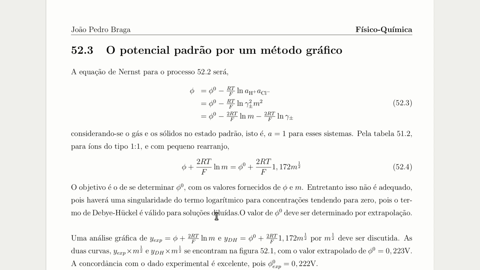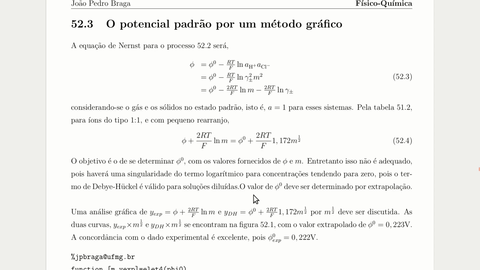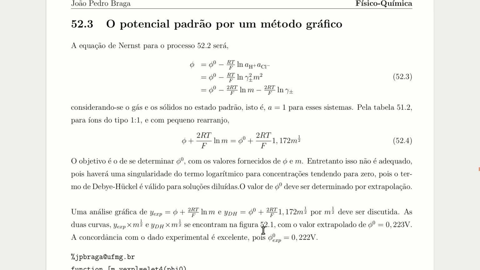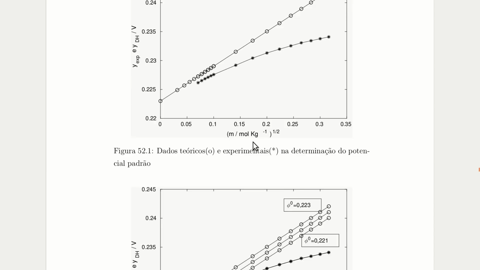There is a code here that I will explain soon, but let us analyze how to handle this data. You see, this is a straight line which has a slope. If I plot it against molality to the half, this will be the slope, and this will be the point in which the straight line crosses the ordinate axis. This will be an expression like this. This will be an expression like this.